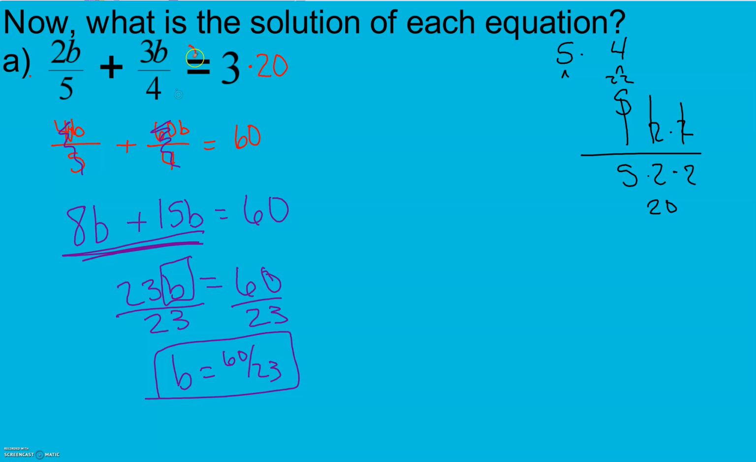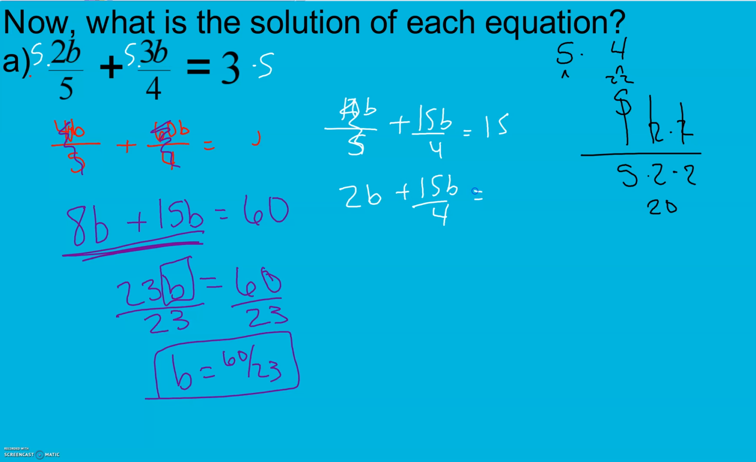I could have multiplied everything by a 4 first or a 5. So I could have multiplied by 5, which would have given me 10b over 5 plus 15b over 4 equals 15. 10 divided by 5 is 2b. I can't reduce my middle fraction, so I'm going to have to do it again. To get rid of my division, I multiply. And again, we do that to every single piece. And because I'm changing the whole equation, it's just a 4.